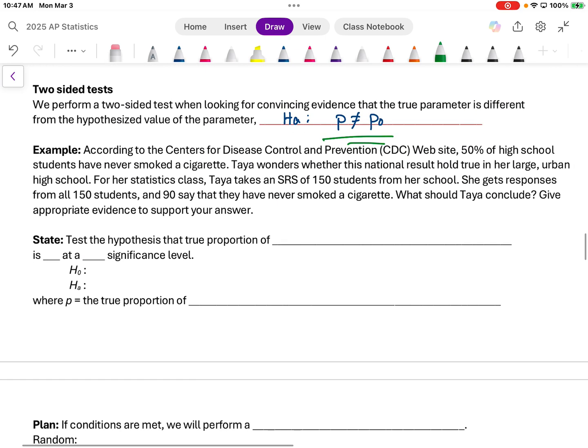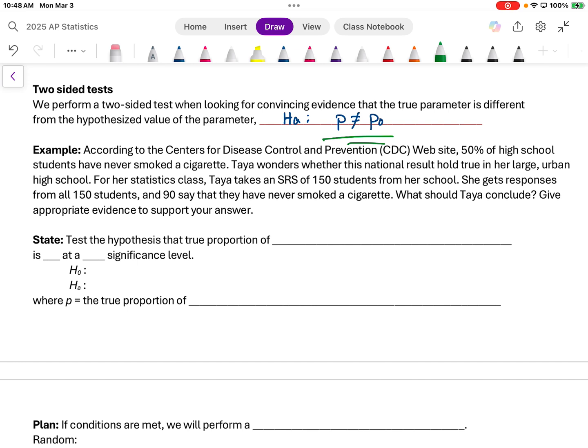According to the Centers for Disease Control and Prevention website, 50% of high school students have never smoked a cigarette. Taya wonders whether the national result holds true for her large urban high school. For her statistics class, Taya takes a simple random sample of 150 students from the school. She gets responses from all 150 students, and 90 say that they have never smoked a cigarette. What should Taya conclude? Give appropriate evidence to support your answer.